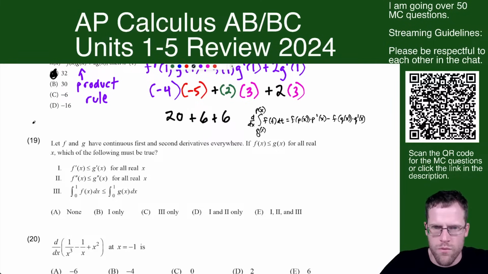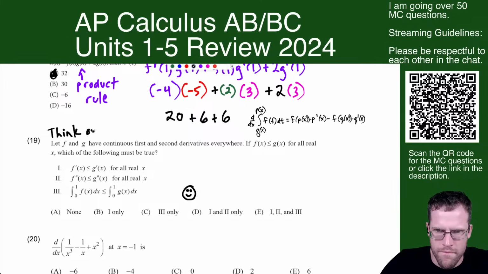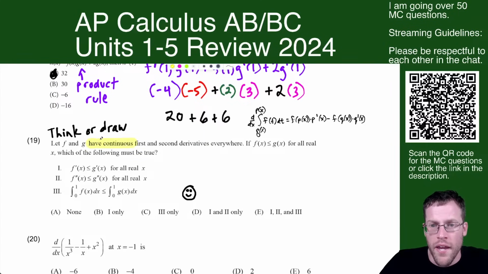Conceptual. So this one here, we really have to think or draw. These questions, my advice is think or draw. So all we have is f and g. They're two continuous functions with continuous first and second derivatives. That just means when we draw them, they're connected and smooth. And this is a big detail: f is less than or equal to g for all real x. Which of the following must be true?